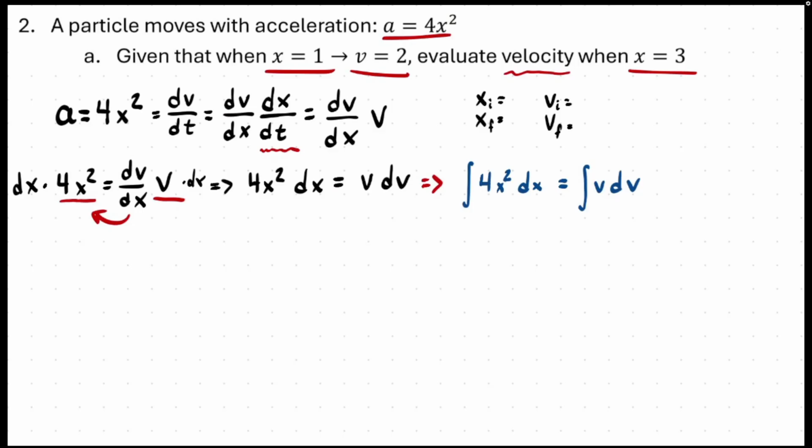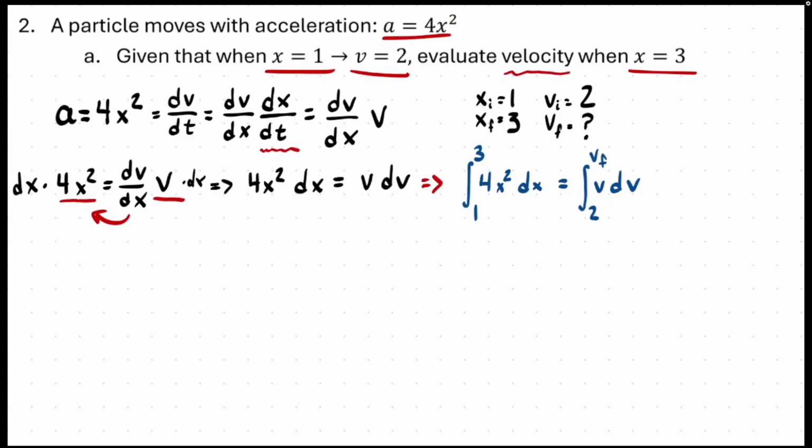Initially we're given our position is 1, and then we want to know the velocity when the position becomes 3. So we have 1 and 3 respectively. And then our initial velocity was set at 2, and we're actually looking for our final velocity, so this is just an unknown variable for now. So let's fill in the bounds of our integral. Our x integral is going to go from 1 to 3, and our velocity integral is going to go from 2 to this unknown value, vf.